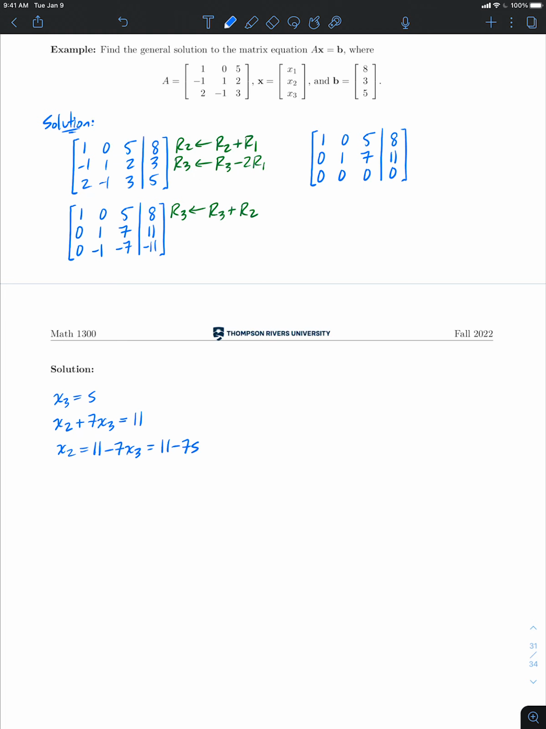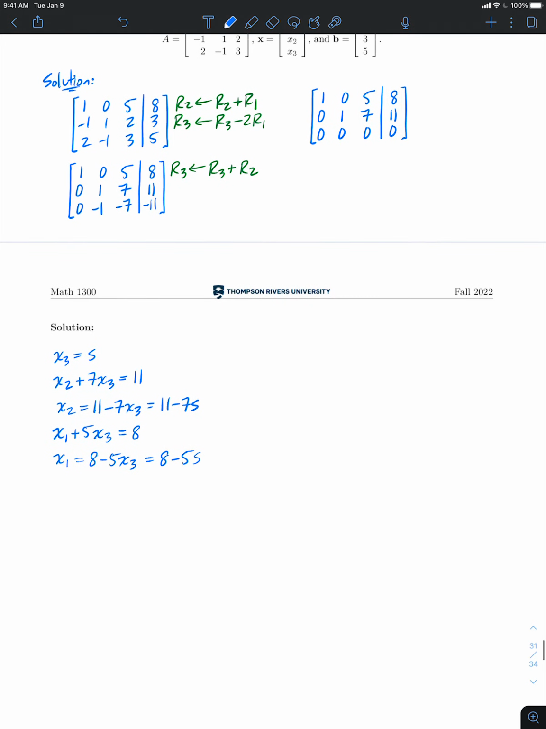Then for column 1, x1 is going to be another basic variable because that column does contain a pivot position. It contains a leading 1, so it is a pivot column. Let's write out the equation that corresponds to the pivot row, which is the first row. So we get x1 plus 5x3 is equal to 8. Solve that for x1, you get 8 minus 5x3. Plug in your parameter, and you get 8 minus 5s.